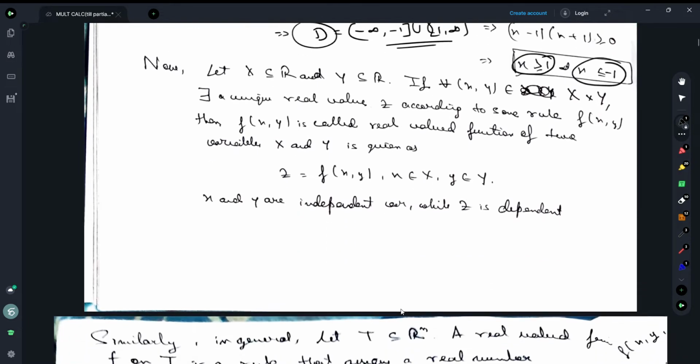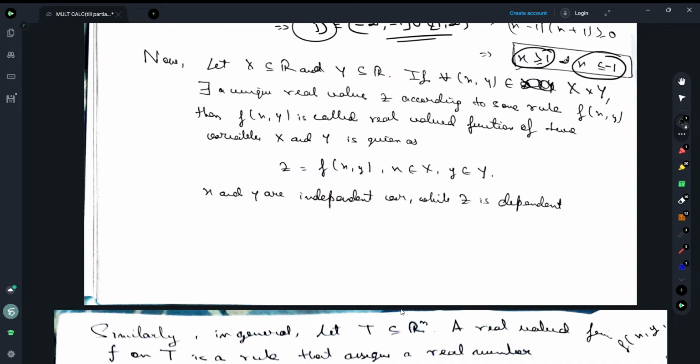And then let us stick to our point, that is, what is a multivariable function. Its definition is almost the same as what we had studied in the case of single variable functions. So suppose you have two real sets, one real set x and one real set y. Real set means these sets are subsets of the set of real numbers.